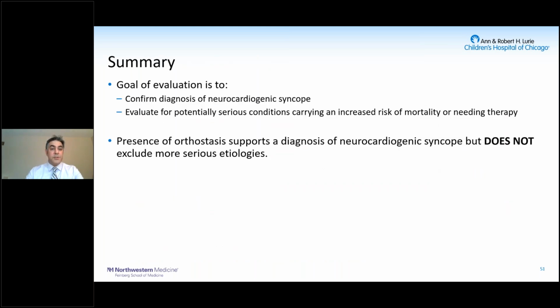So the goal of evaluation would be to confirm neurocardiogenic syncope, since that is the most common cause. And if not, then using one of our red flags to make sure we're not missing something that has a serious underlying dangerous comorbidity. Having orthostasis is supportive of neurocardiogenic syncope, but it does not exclude more serious etiology. So if there's a red flag in their family history or exam, please make sure that they are appropriately referred.